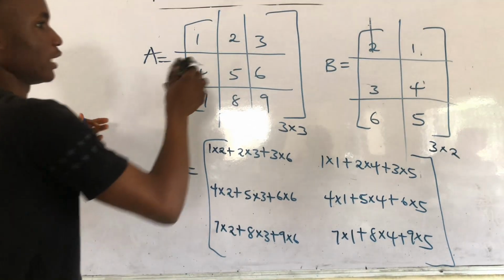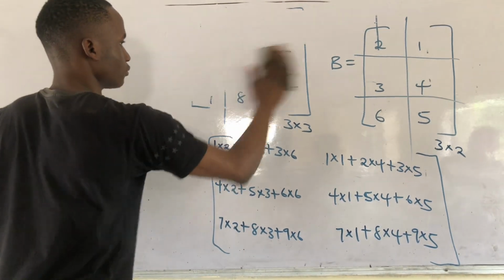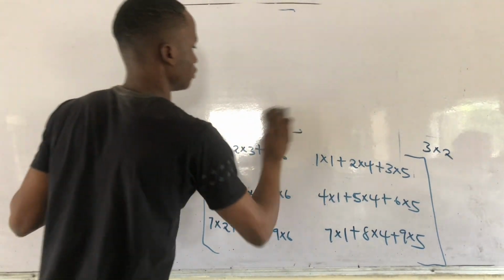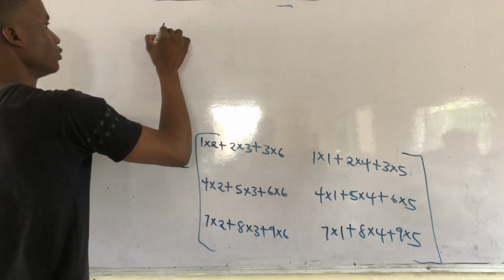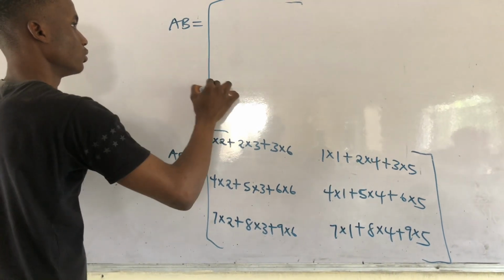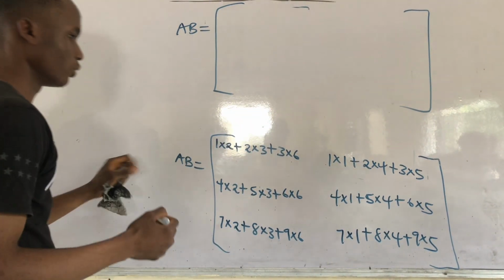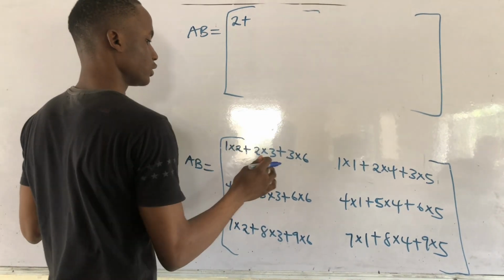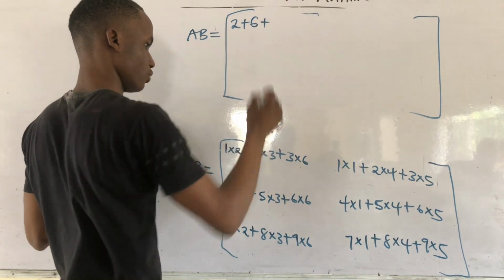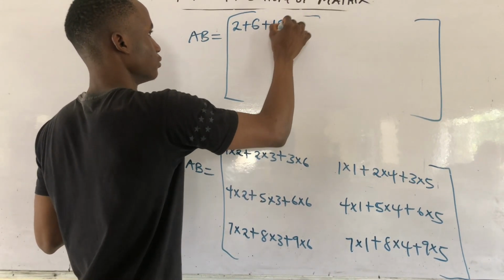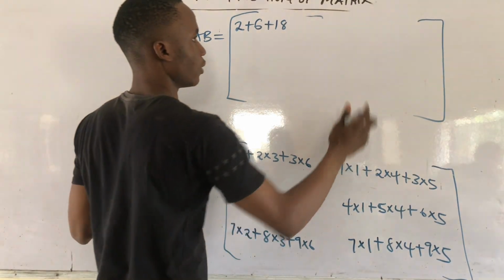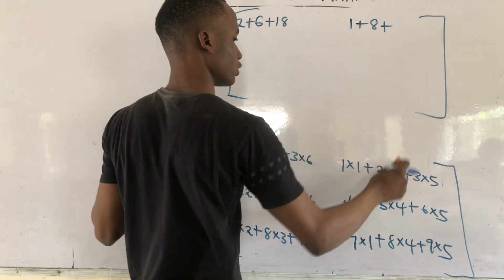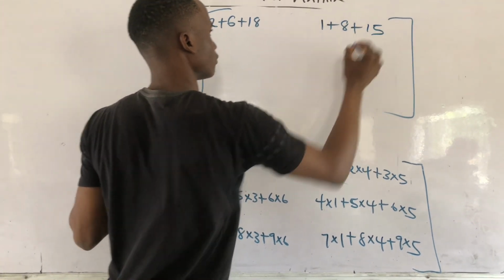So we are going to finish it at the top here. Let's go. So let's continue. We have that our AB will be equal to... So 2 times 1 is 2 plus 2 times 3 is 6 plus 3 times 6 is 18. So this is gone. Let's go back here. 1 times 1 is 1 plus 2 times 4 is 8 plus 3 times 5 is 15. Okay, this is gone.